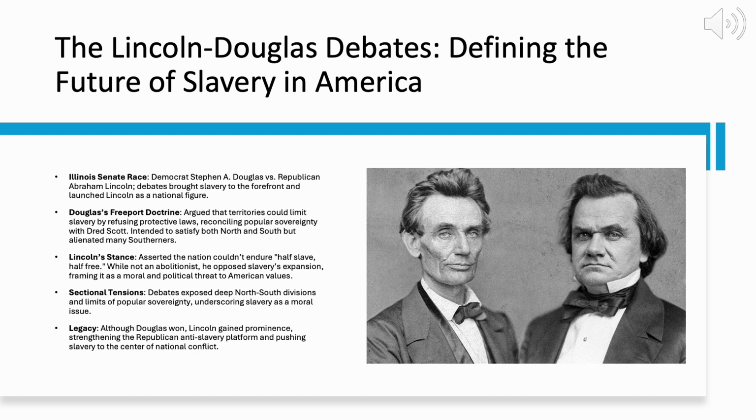Lincoln, on the other hand, argued that the nation could not continue half slave and half free. He contended that the expansion of slavery posed a moral and political threat to the nation's values. Though Lincoln was not an abolitionist, at this time he held a deep conviction that slavery should not spread beyond where it already existed.